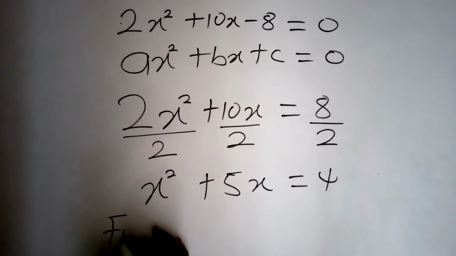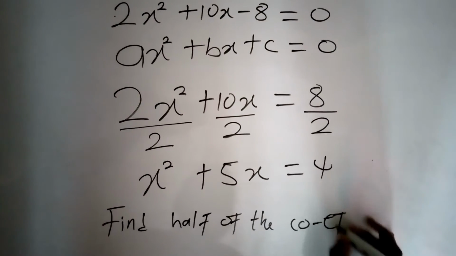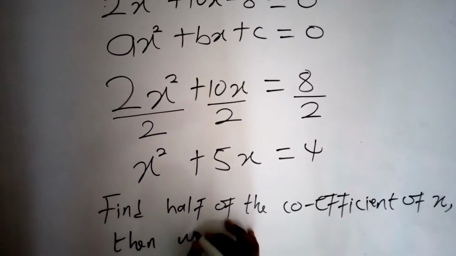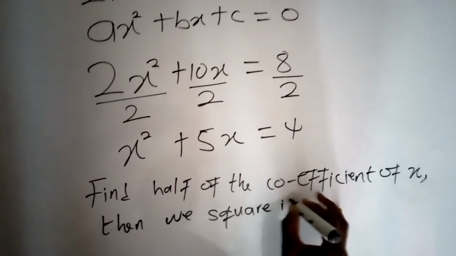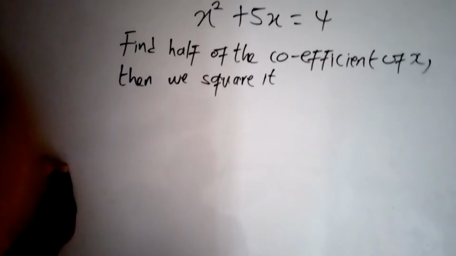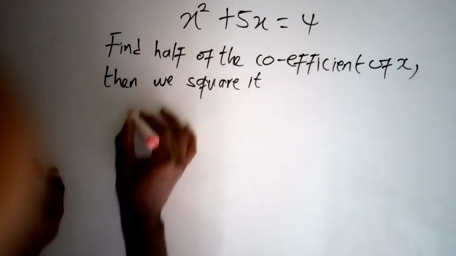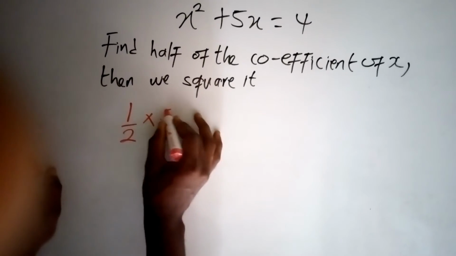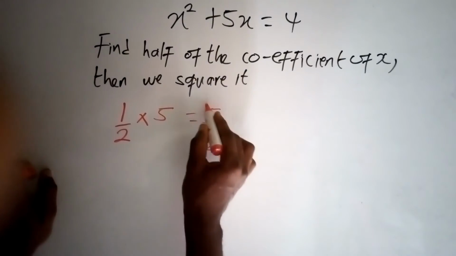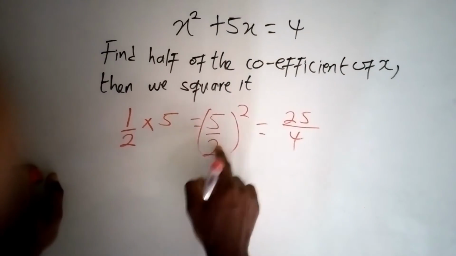Next, we are to find half of the coefficient of x. Then we square it. That is the power of 2. Now, taking the coefficient of x, that is 5. So find half of it, it means we are getting 1 over 2 multiplying 5, which gives us 5 over 2. And now we are to square it. So squaring this gives us 25, which is 5 squared, over 4, which is 2 squared.